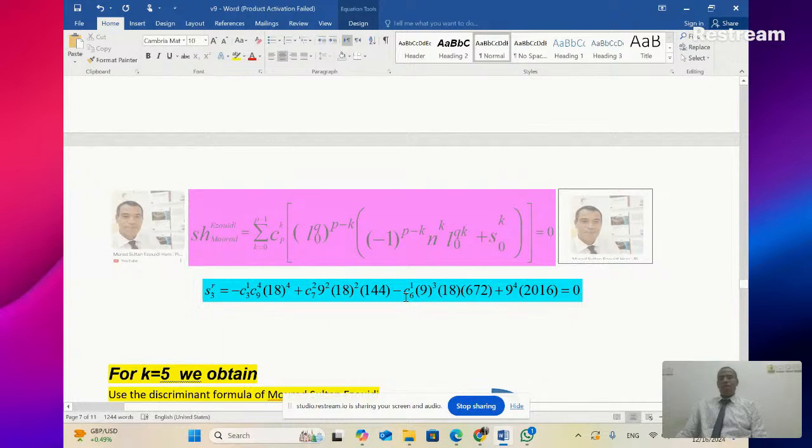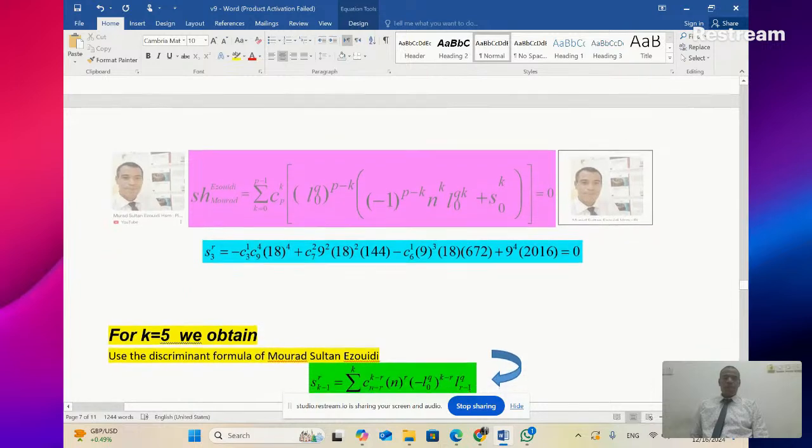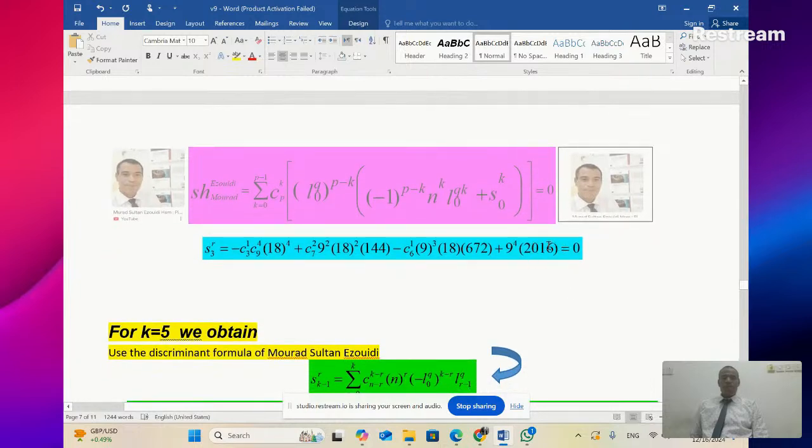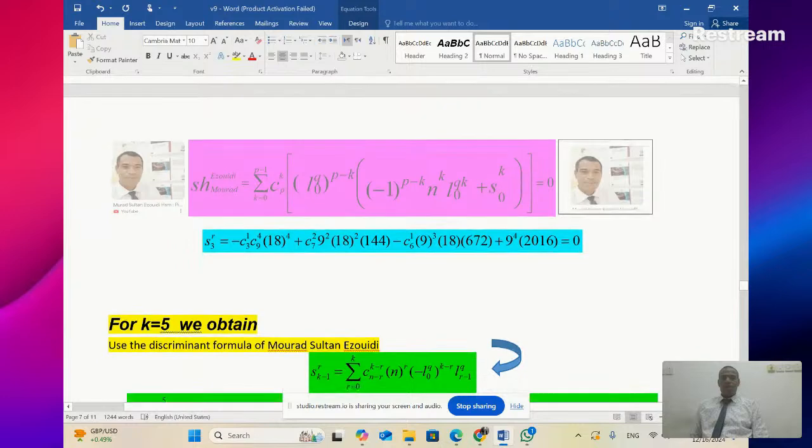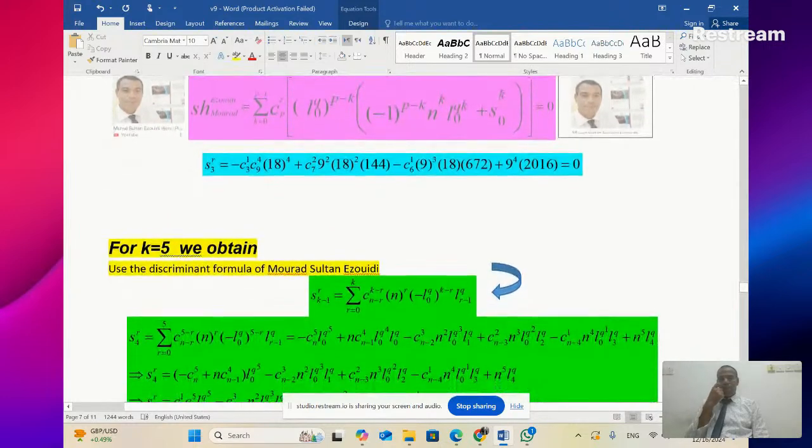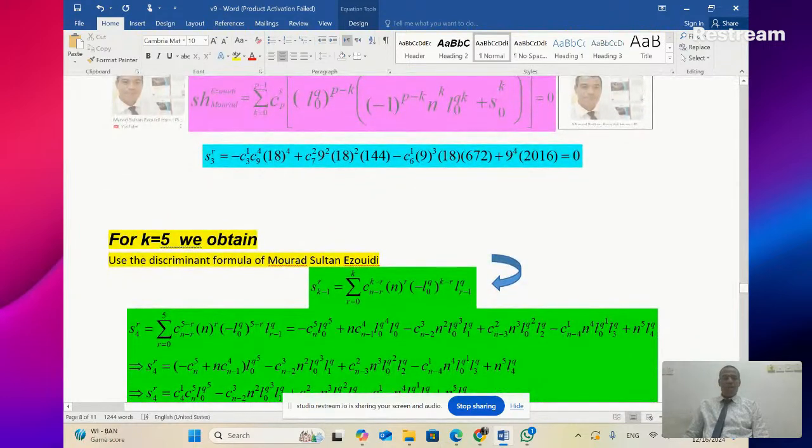So S3 equals negative 3 to 1 minus 4 and 2 minus 4 plus 7 to 4, 9 squared and 2 squared, 1 and 4 minus 6 to 1, 9 to times 18 times 672 plus, and then to the power 9 times 2016. Okay, I understand. Now I calculate this, and I obtain a value.